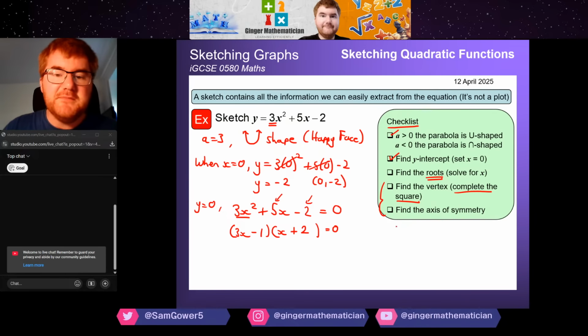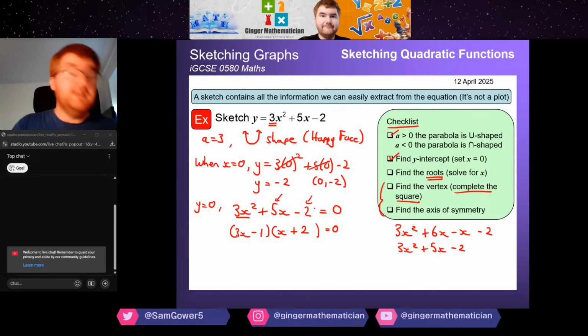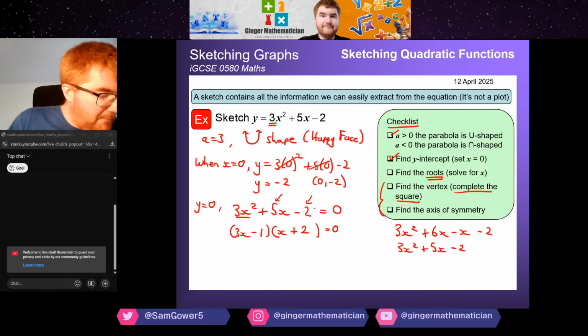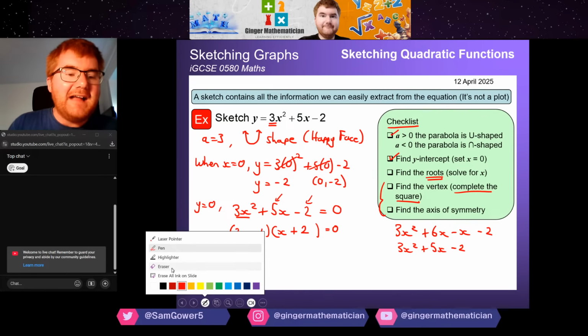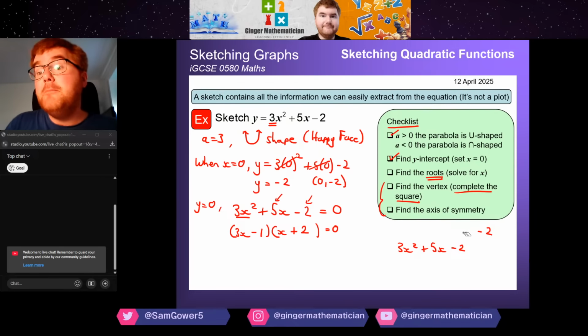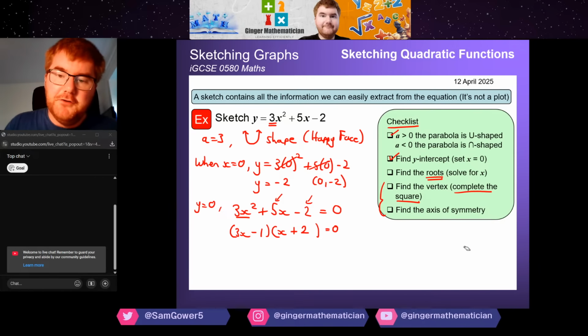So 3x times x is 3x squared, 3x times 2 is plus 6x, minus 1 times x is minus x, minus 1 times plus 2 is negative 2. If we collect up the like terms, we do get back to the same quadratic that we had before. So this is a nice little hack in order to factorize quickly. Very important for A-level and IB in the future.